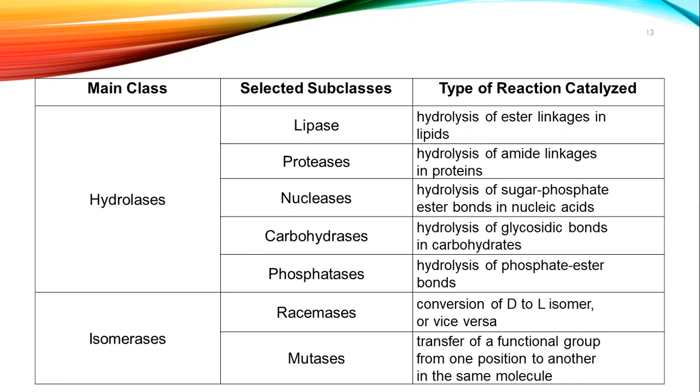If you want to transfer a functional group from one position to another in the same molecule, you have the mutases. So the mutases handle constitutional isomers, where one group is transferred from one position to another. But if you're looking at stereochemistry, like from D to L or say R to S, then you have the racemase enzyme.